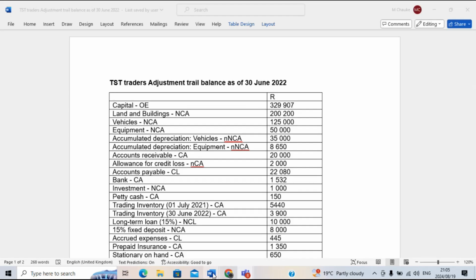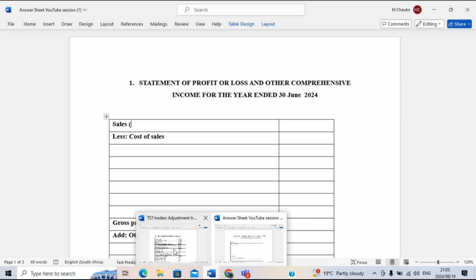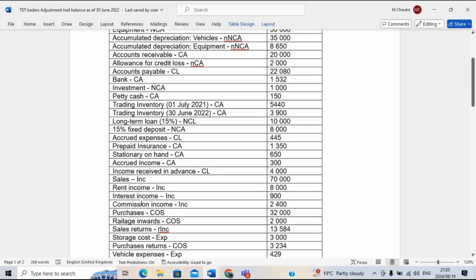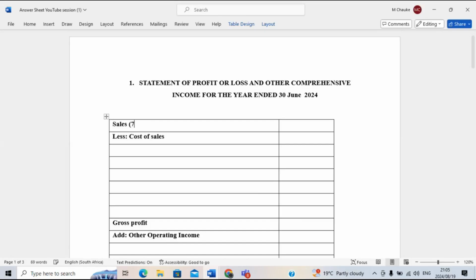Number one, we are preparing the statement of profit or loss and other comprehensive income, right? So now, we are going to open brackets, right? We are going to the question there to check what the items are. The first item there is going to be our sales. Our sales is 70,000, right? So that 70,000 is going to be recorded here. We say 70,000 minus our sales returns, right? So let's go and check how much our sales returns is there.